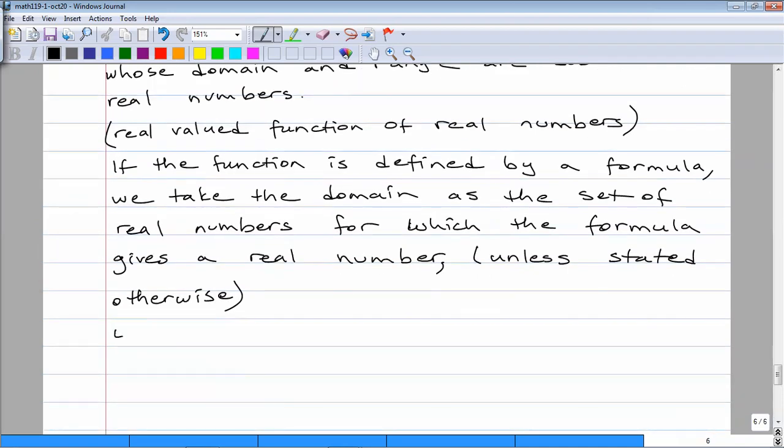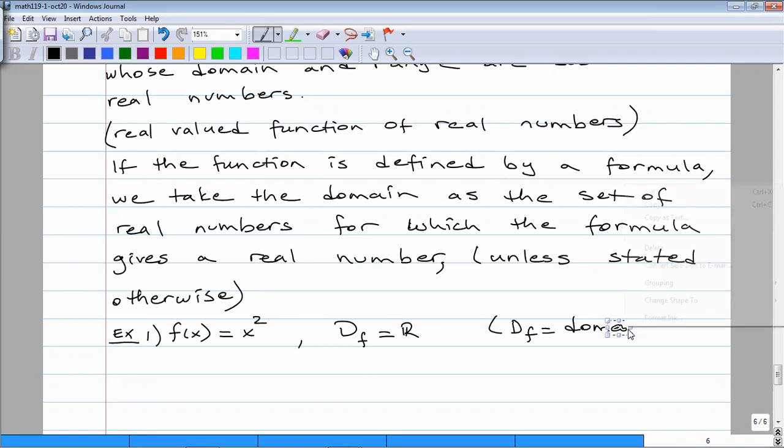Examples. If you define your function f of x to be x squared, then that means you consider all real numbers whose square is again a real number, which is of course all real numbers. So here the domain, which we denote by D sub f, the domain of f, is the set of all real numbers. So unless otherwise stated, the area any function operates on is real numbers.